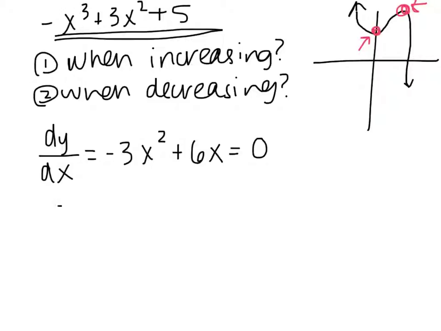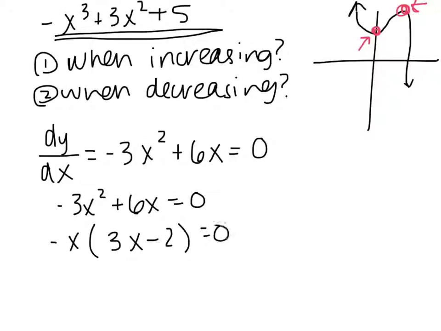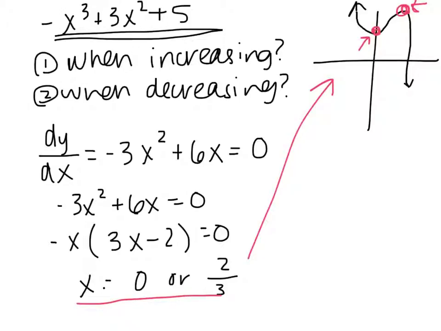Okay, so if I say negative 3x squared plus 6x equals 0, I can factor out a negative x, and I'll get negative x times 3x minus 2 equals 0. So x equals 0 or 2/3. So these are my x coordinates for these 2 points up here, right? And so now I can plug these x coordinates back into the original equation to find the y coordinates.